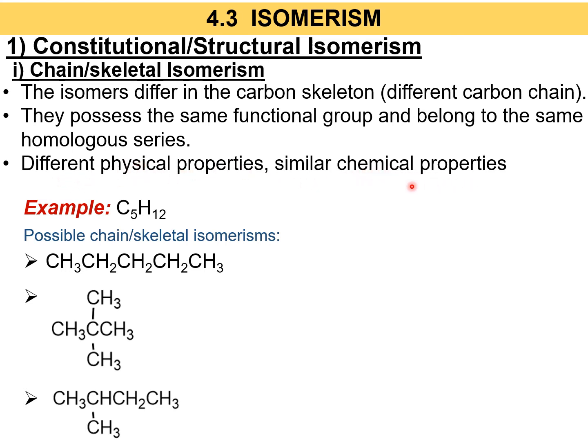chemical properties, okay? For example, kalau you ada molecular formula C5H12, and these are the possible chain isomers yang you boleh buat berdasarkan this molecular formula C5H12. How can you know that these three adalah chain isomers? Is because kalau you tengok ketiga-tiga structure ni berbeza kan.